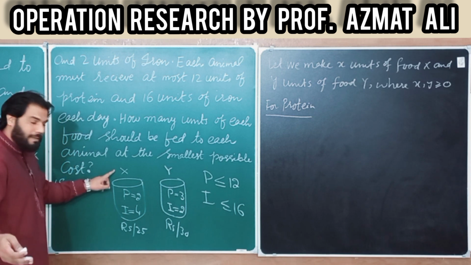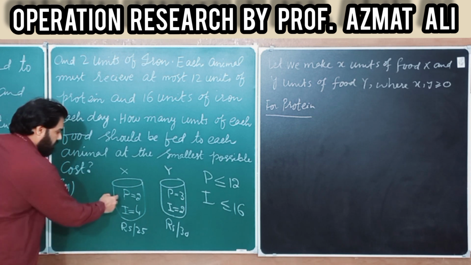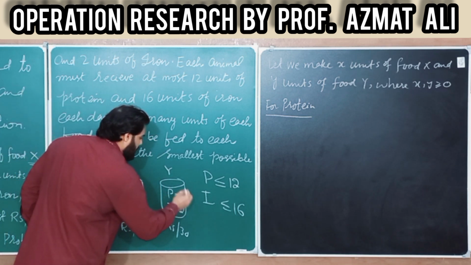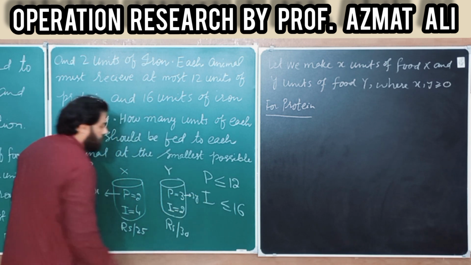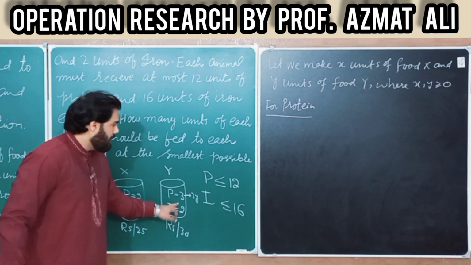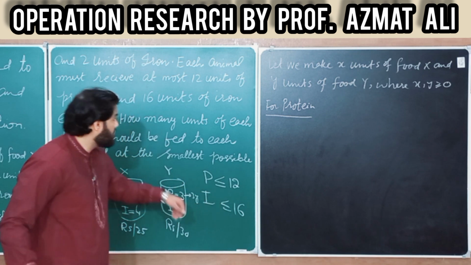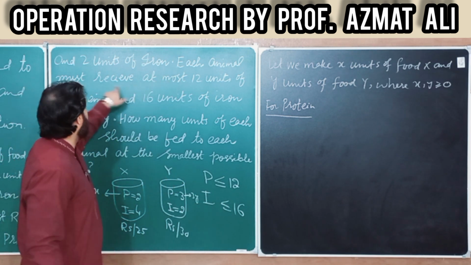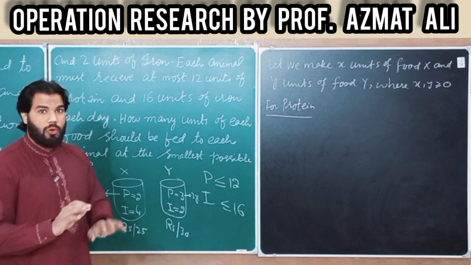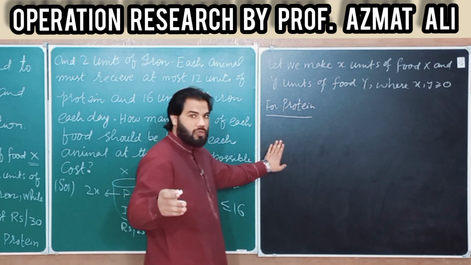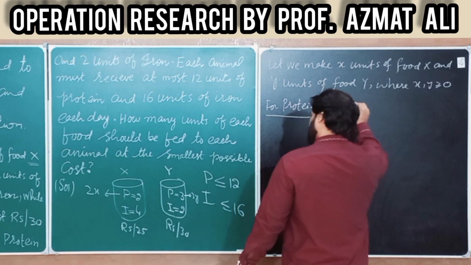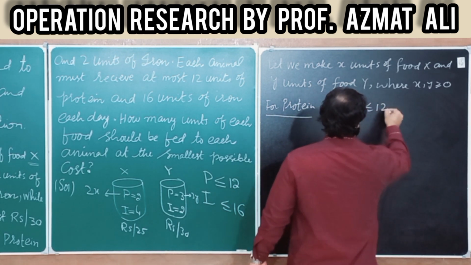As here I make x units of food X, the number of protein in this food will be 2x, and the number of protein in food Y will be 3y. So the total protein will be 2x plus 3y, which will be less than or equal to 12, because in our question it is given that each animal must receive at most 12 units of protein, not more than 12. So the first constraint for protein will be 2x plus 3y less than or equal to 12.